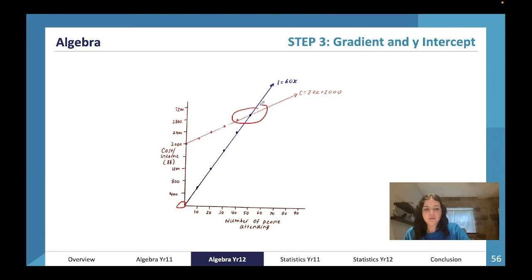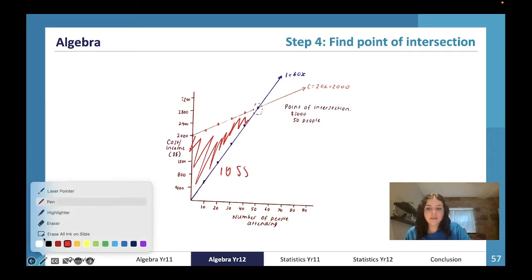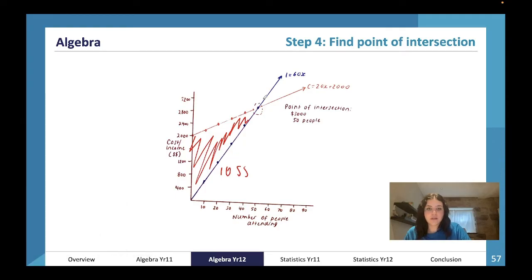Now we should recognize what that is. That's our point of intersection, our break-even point. So everything below that point in here, this is all loss. This is where the fundraiser makes no money and is actually losing money. This is all profit.